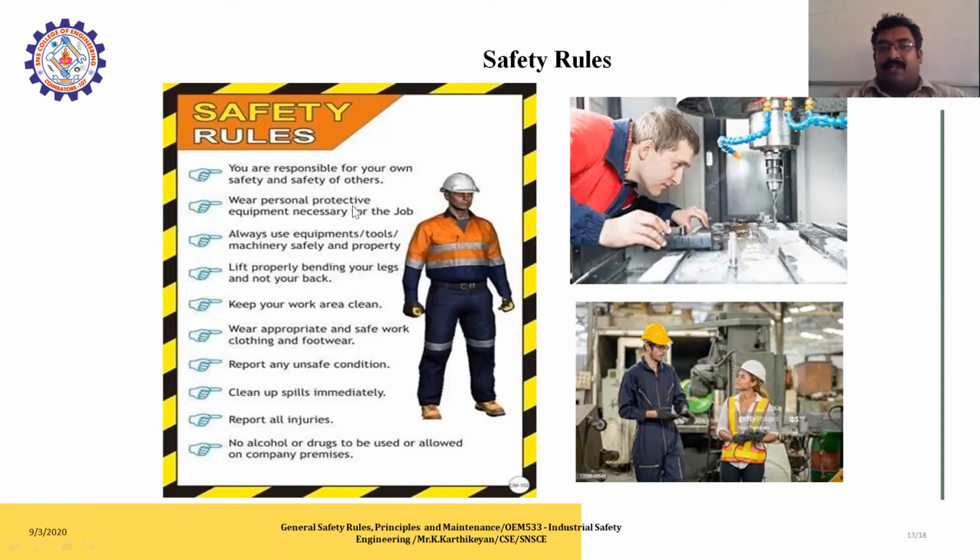Wear the personal protective equipment necessary for the job. Always use equipment, tools, and machinery safely and properly. Lift properly, bending your legs and not your back. Keep your work area clean. Wear appropriate and safe work clothing and footwear. Report any unsafe conditions. Clean up spills immediately. Report all injuries. No alcohol or drugs are allowed on company premises. This applies not only to industry, but also to institutions, hospitality, or any other places, including temples.